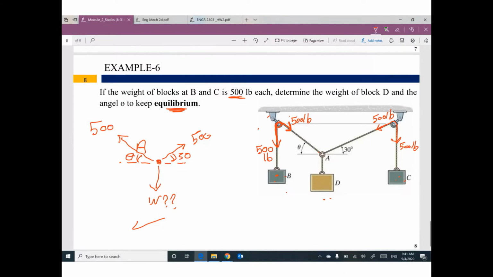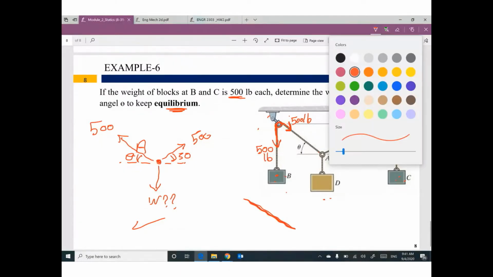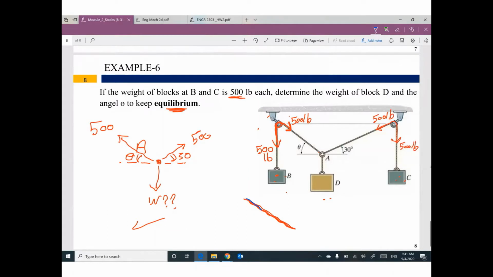The second concept: if you are talking about the same rod, the same rope or the same cord, this cord will have a force here of 500, and the same value but in opposite direction on the other side. So I can expect another force here, the same value but in opposite direction, for this cord, because we have the same cord. So 500 in the opposite direction.